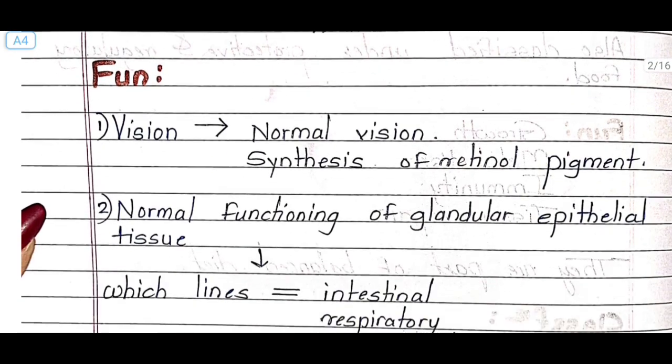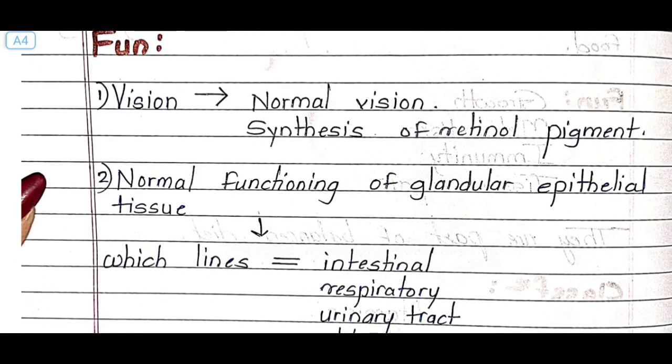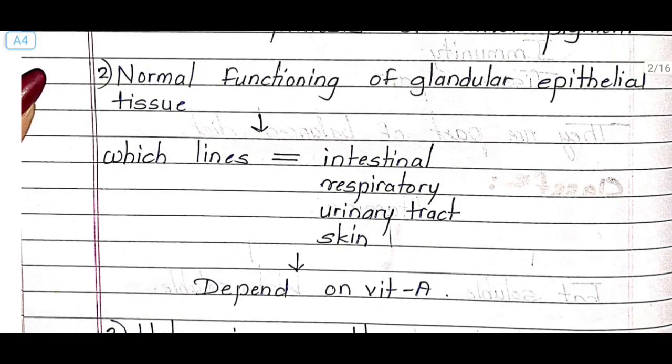Then what are the functions of vitamin A? The first function is vision. In that, normal vision, as also the synthesis of retinal pigment, which is helpful in the vision. Next function is normal functioning of glandular epithelial tissue, which lies in the intestinal, respiratory, urinary tract, and skin mucosa. It depends on vitamin A.